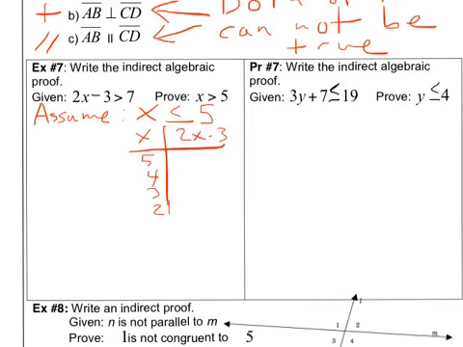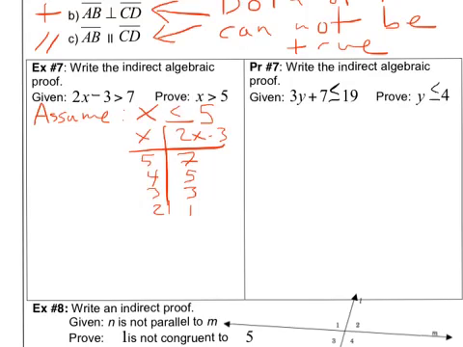So let's plug that in. Well, if I was to plug a 5 in for x, 2 times 5 is 10, minus 3, that is 7. 4 times 2 is 8, minus 3, that is 5. 3 times 2 is 6, minus 3, that is 3. And 2 times 2 is 4, minus 3, that is 1.